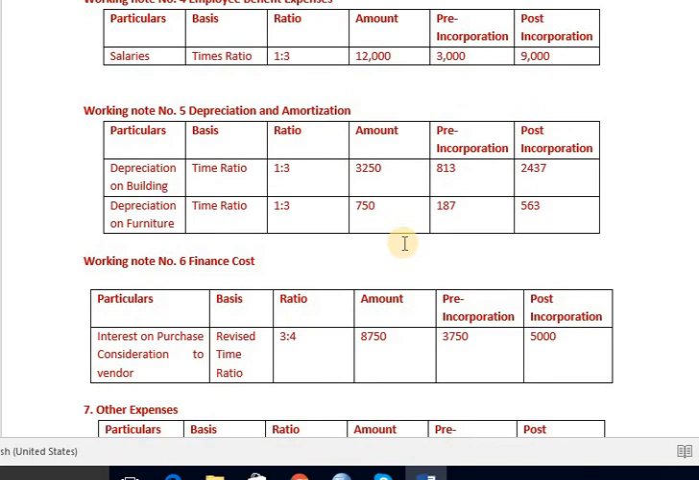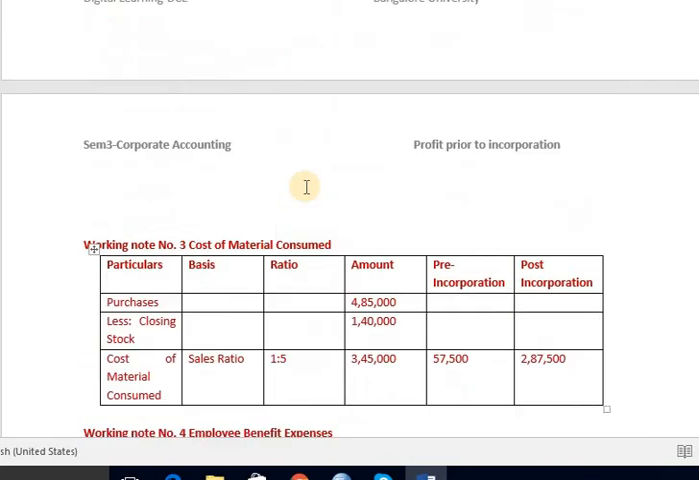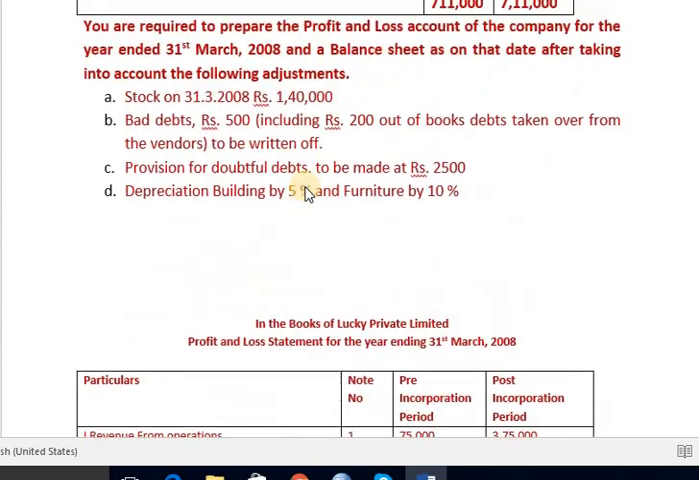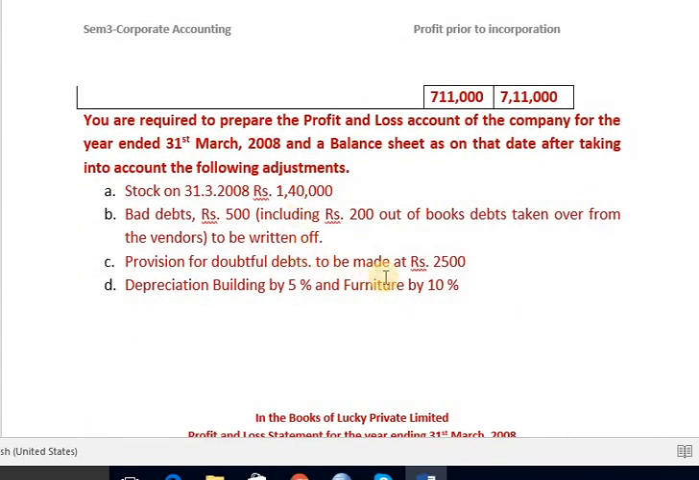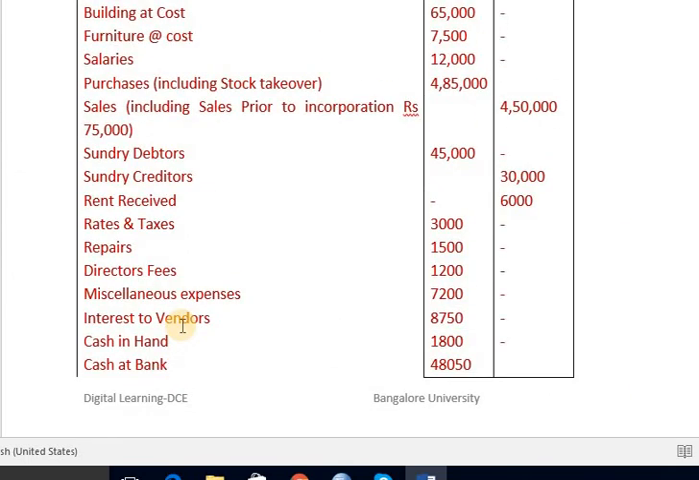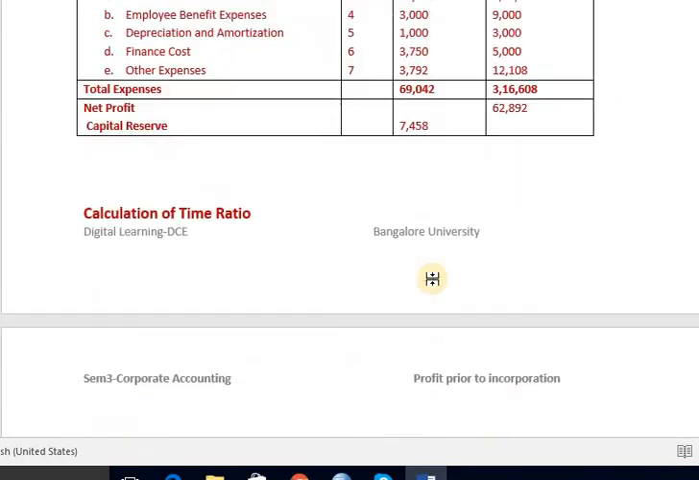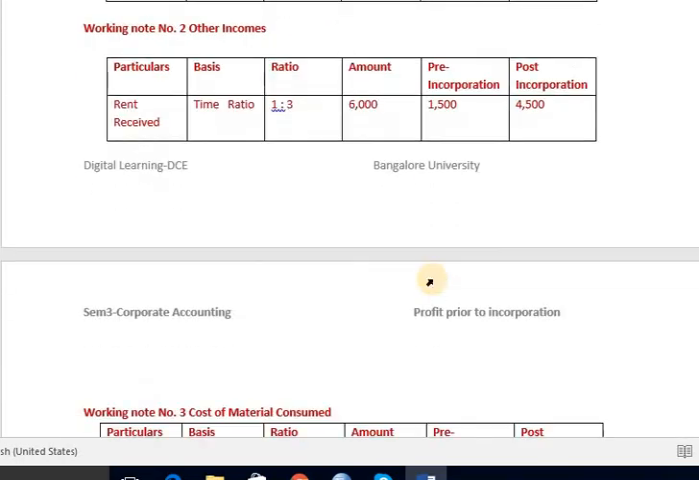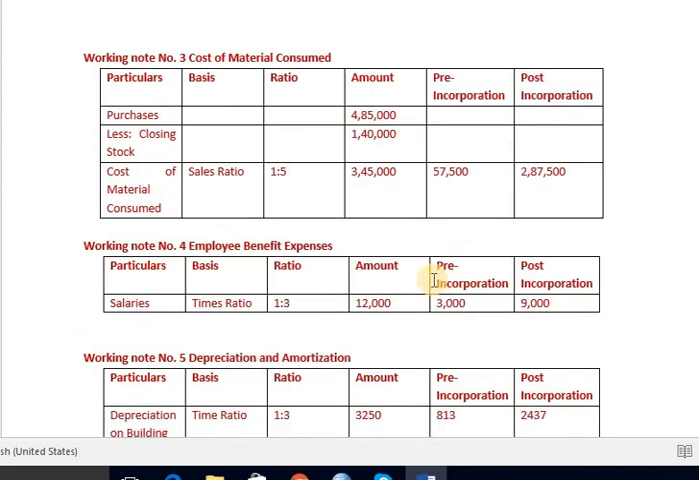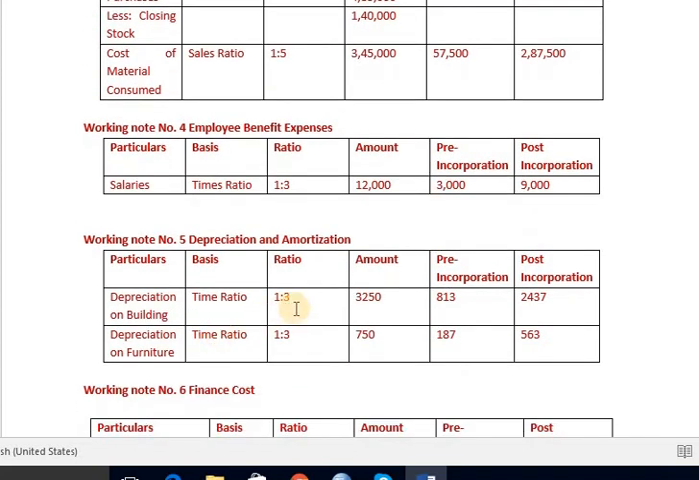Then under depreciation and amortization, we have depreciation on building and depreciation on furniture. Our building value is 65,000 and furniture is 7,500, so we must calculate depreciation for these two values. Depreciation on building is apportioned in the 1:3 time ratio, and depreciation on furniture is also in the 1:3 time ratio.